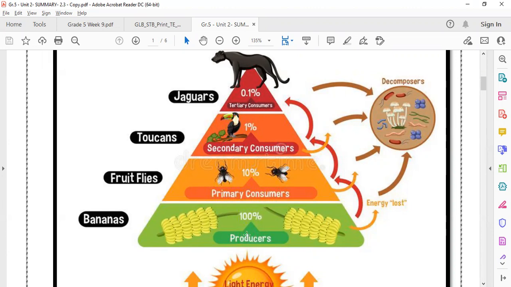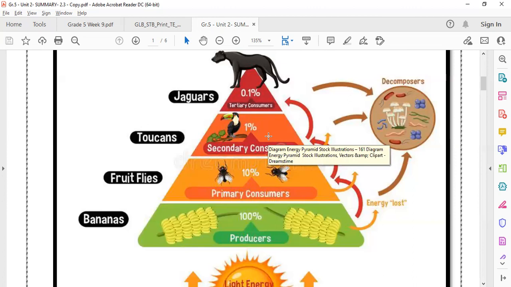So, as we said, only 10% is available at each level of the energy pyramid. The producers use the energy from sunlight to make their own food. Then when they are eaten by the primary consumers, only 10% of the energy that was in the producers gets into the tissues of the primary consumer. And when the primary consumer is eaten by the secondary consumer, 10% of the energy that was in the primary consumer is taken inside the bodies of the secondary consumer.